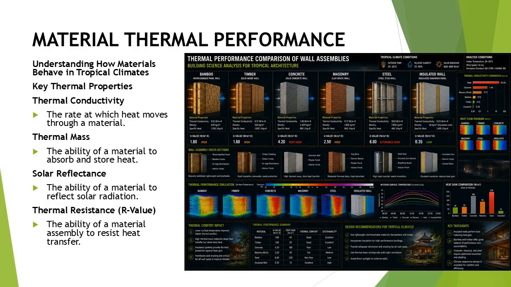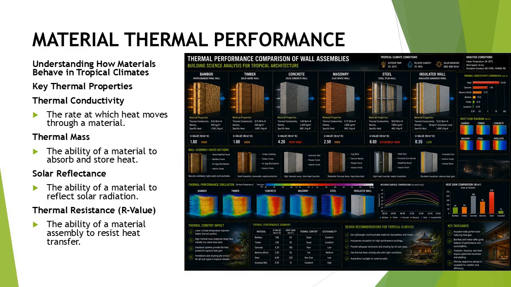The third property is solar reflectance. Reflective materials absorb less solar energy. Consequently, they remain cooler under direct sunlight. The fourth property is thermal resistance. This measures how effectively a building assembly resists heat transfer. Understanding these concepts allows architects to evaluate materials scientifically rather than emotionally. Material selection should never be based solely on appearance.